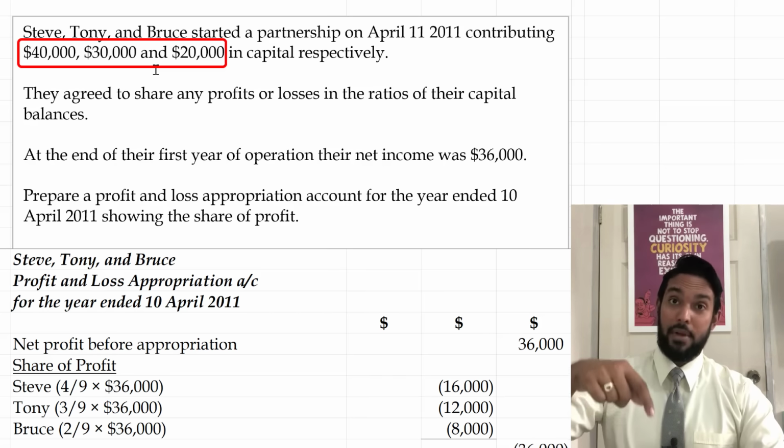But yeah, 40,000, 30,000, and 20,000 is 90,000. You put each of those over the 90,000, you could cancel the extra zeros. You get 4 ninths, 3 ninths, and 2 ninths.